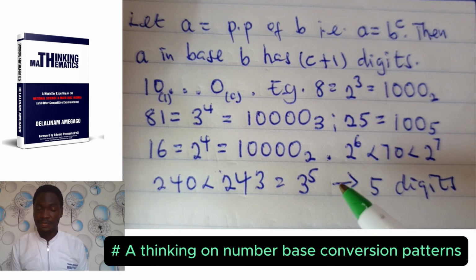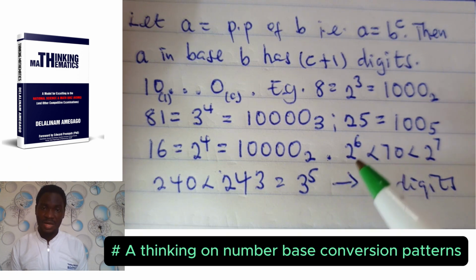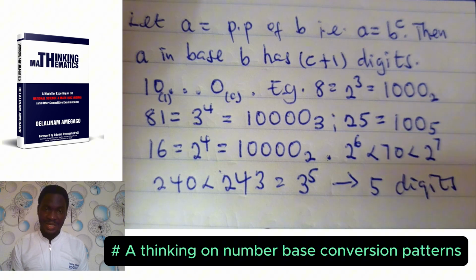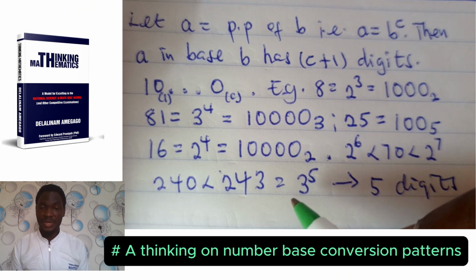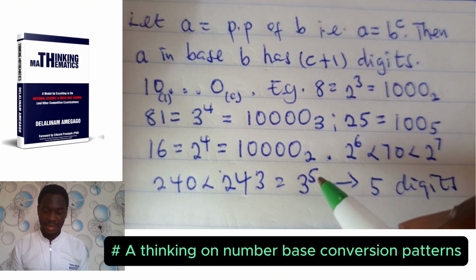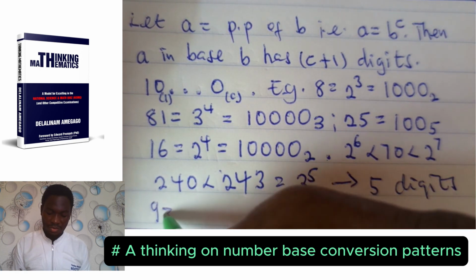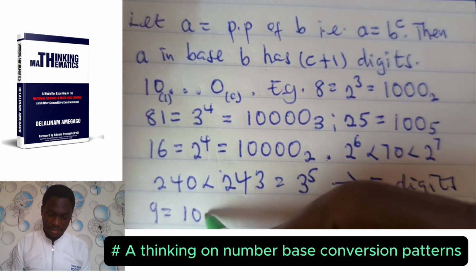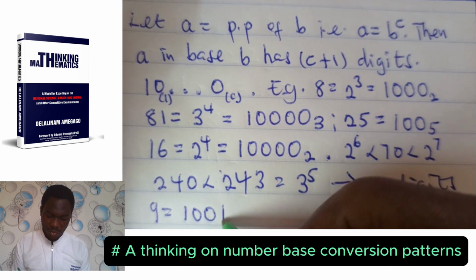Having achieved this, the next question I ask myself is, what if I want to write numbers one more than a perfect power in a given base? For example, we know that 8 is 1000 in base 2. What of 9? 9 is just 1 more than 8. And so we have 9 to be 1001. Instead of the last 0, we have 1 in base 2.